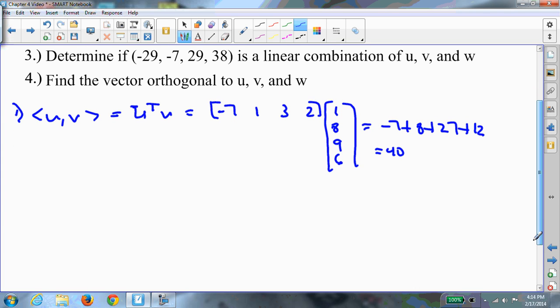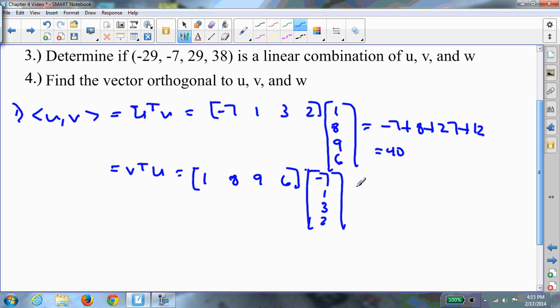And as you can imagine, since this is basically a dot product, u transpose v should equal v transpose u, which means I should be able to rewrite it the other way. 1, 8, 9, 6, and -7, 1, 3, 2, and get the same thing. So dot product properties, inner product properties should be the same. Distance between u and v is the magnitude of u minus v.